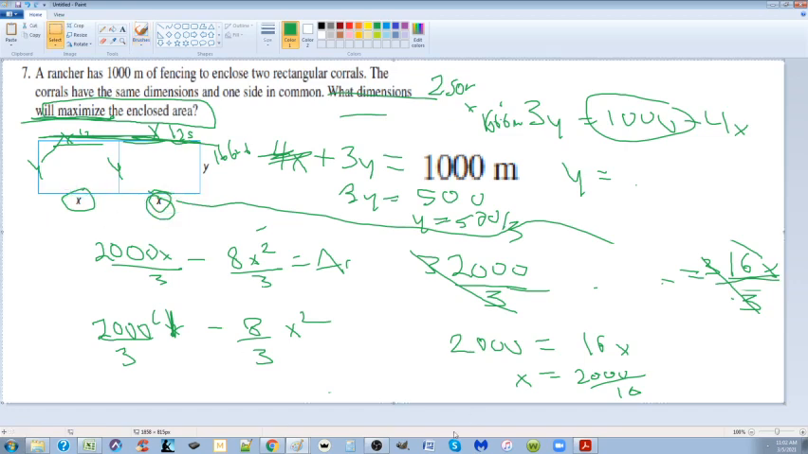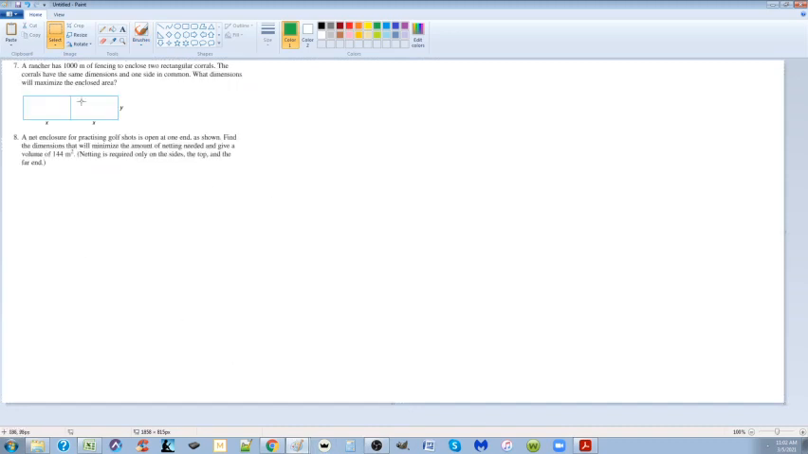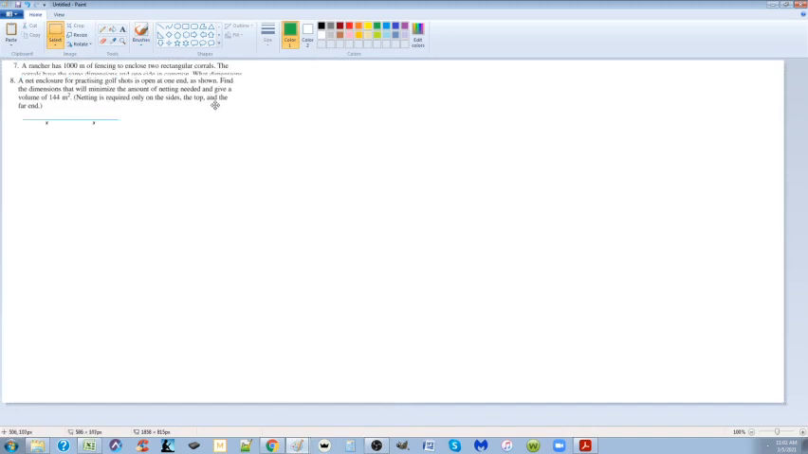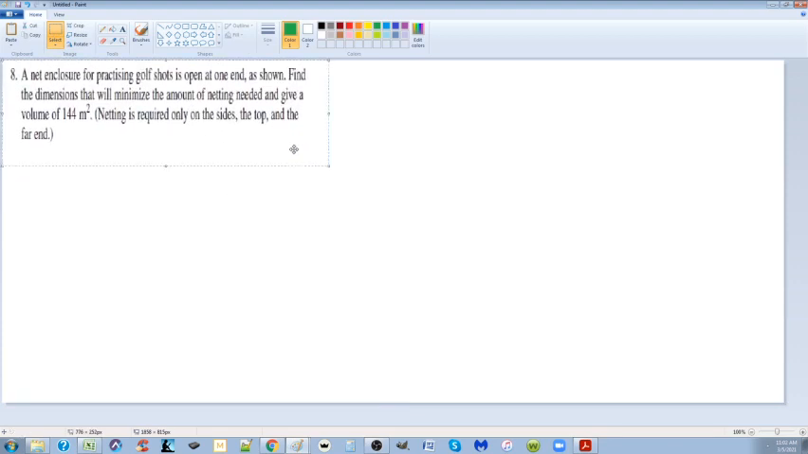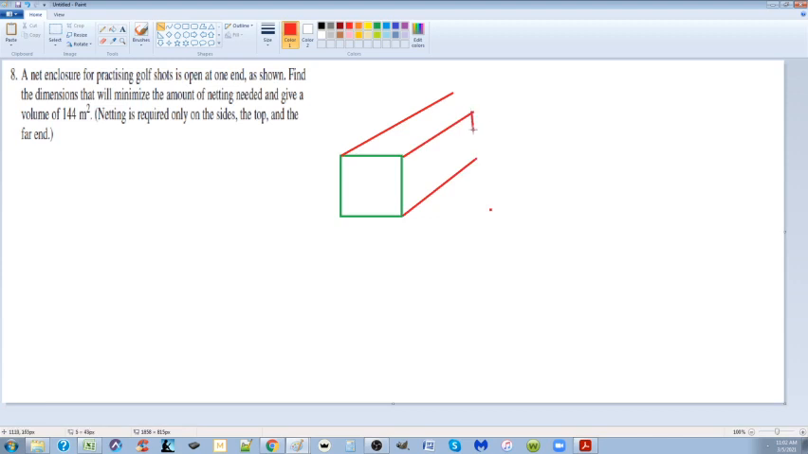Okay. This is a more visual problem, and there is a picture in your book of it. I just didn't have it. So what they're talking about is a long thing like this in the book, at the end, even though I did a horrible drawing there. Okay. And they're saying we want to cover, let's see if I can do it, right here. Netting's only required on the top.